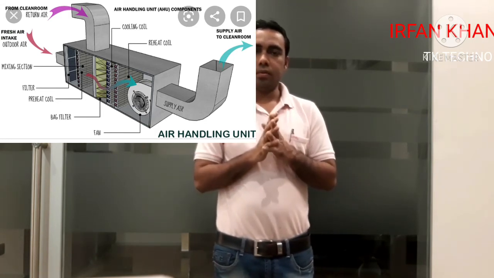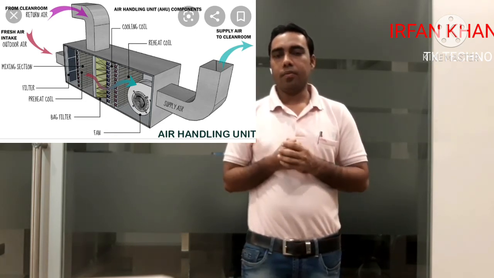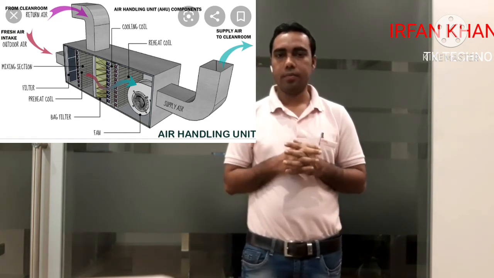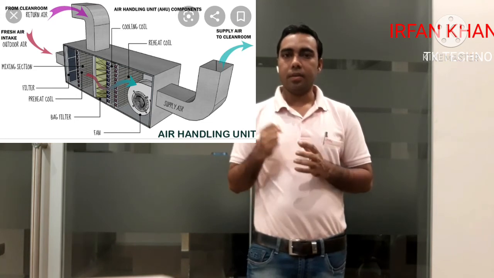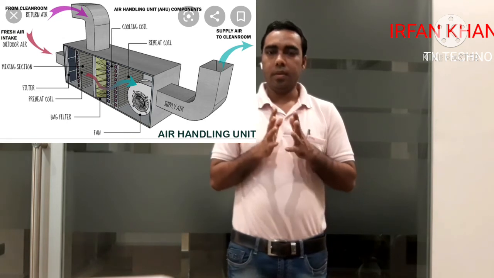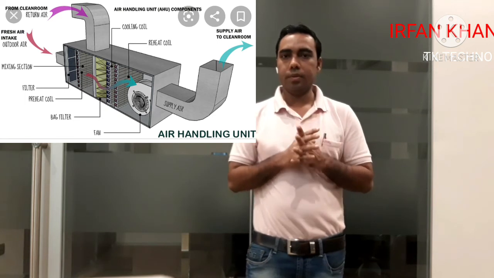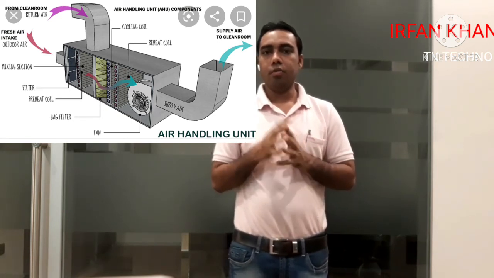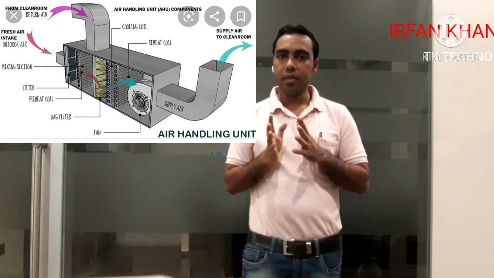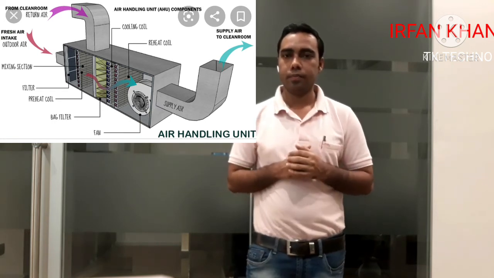When AHU runs, at that time blower sucks the return air from return air duct. This return air first goes to filter. This filter collects the dust particles. Then this air goes to evaporator. The temperature of air is higher than the temperature of water which is in evaporator. Then this water absorbs the heat of return air. Then this air goes to supply air duct through the blower.